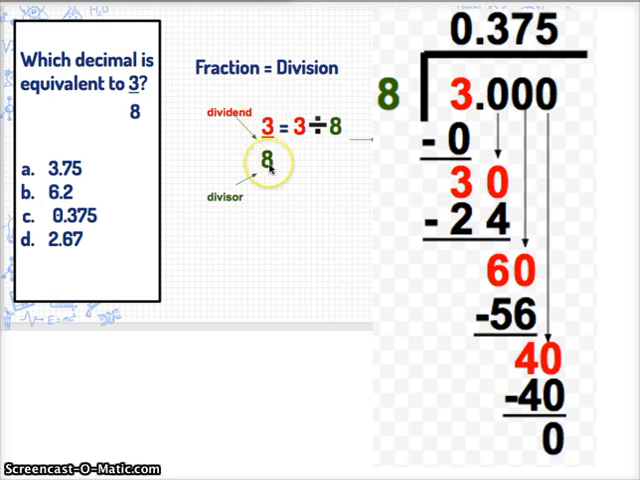So 3/8 can be divided to convert it to a decimal. In this case, 3/8 is equivalent, or has the same value as 375 thousandths.